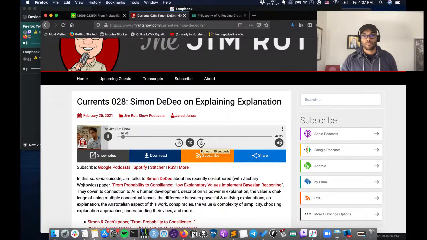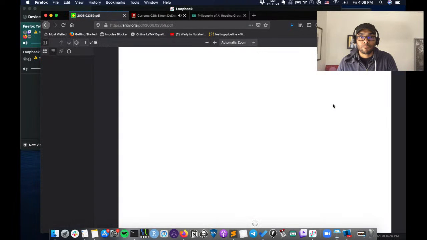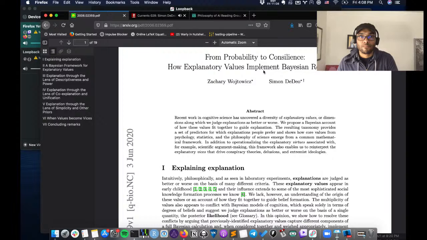How explanatory values implement Bayesian reasoning. Quite a mouthful, but I'm sure it'll all be much clearer by the time we're done. Simon's co-author, to make sure he gets due credit, was Zachary Waltowicz. Is that pretty close? Sure. All right. So let's jump in. I mean, the sort of the subtitle or the subtitle something. Basically, you said what your goal here was explaining explanation. What do you mean by that at kind of the highest level? So, Zach and I, both of us, and I should say Zach's a graduate student, right? So this is him building his career. It's very exciting to see.